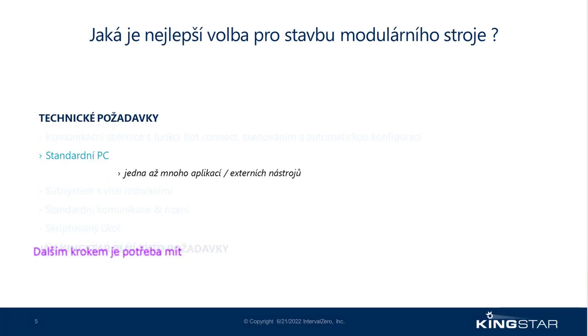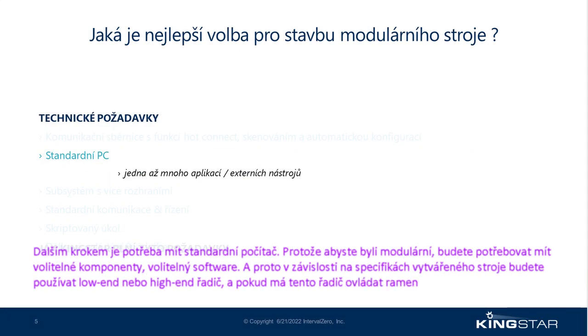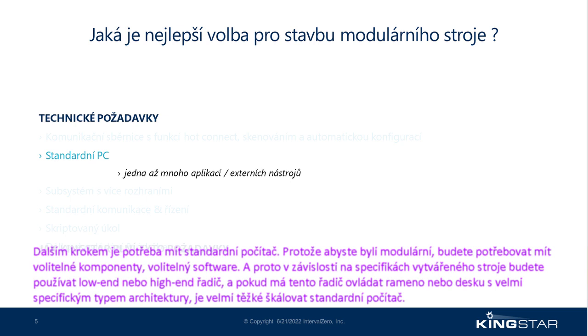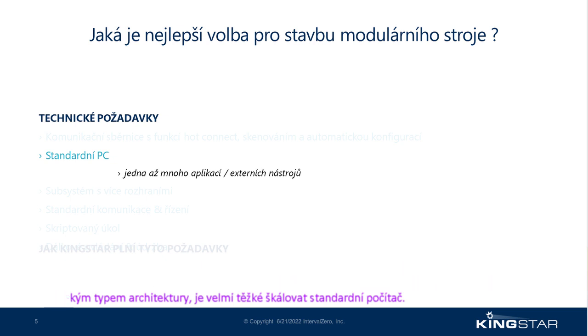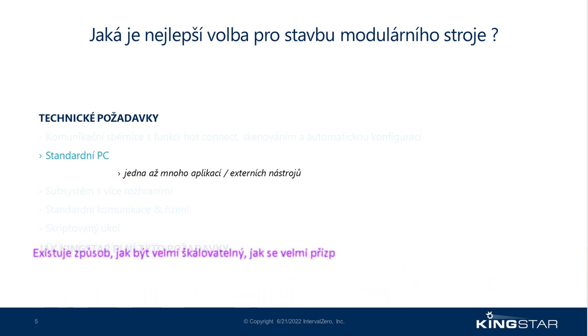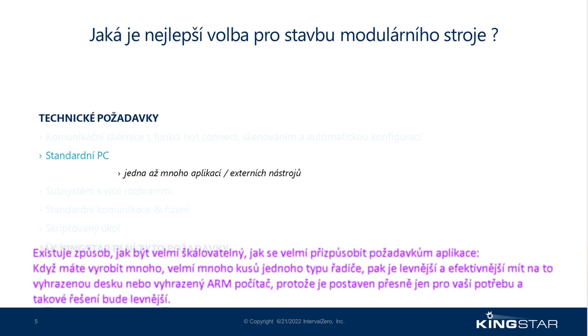The next step is that you need to have a standard PC, because to be modular, you will want to have optional components, optional software. Therefore, depending on the machine, you will have a low-end or a higher-end controller. And if this controller has an ARM or a very specific board kind of architecture, it is very hard to scale. Standard PC is the only way to be very, very scalable.